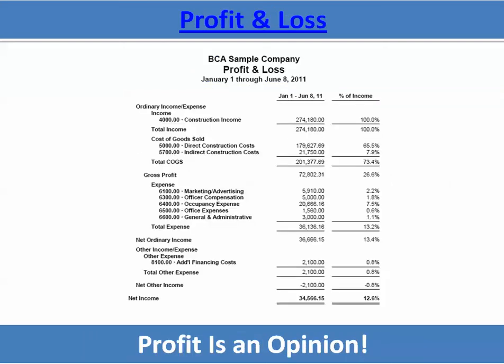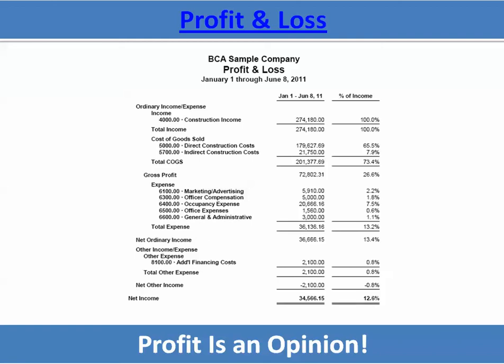This is the profit and loss. Now, I'm giving you a little randomism for you. Cash is a fact, profit is an opinion. Profit is very important. It is the foundation of the KPI reports. I like to see in construction, I want to see the construction income as one number. Then I want to see the cost of goods sold as direct construction costs and indirect construction costs. I want to see the overhead broken out between marketing, officer compensation, occupancy, office expense, and general administrative.